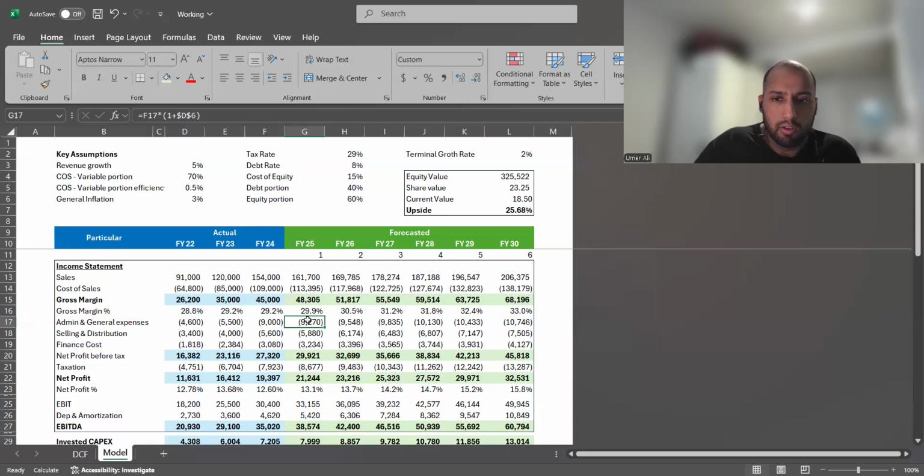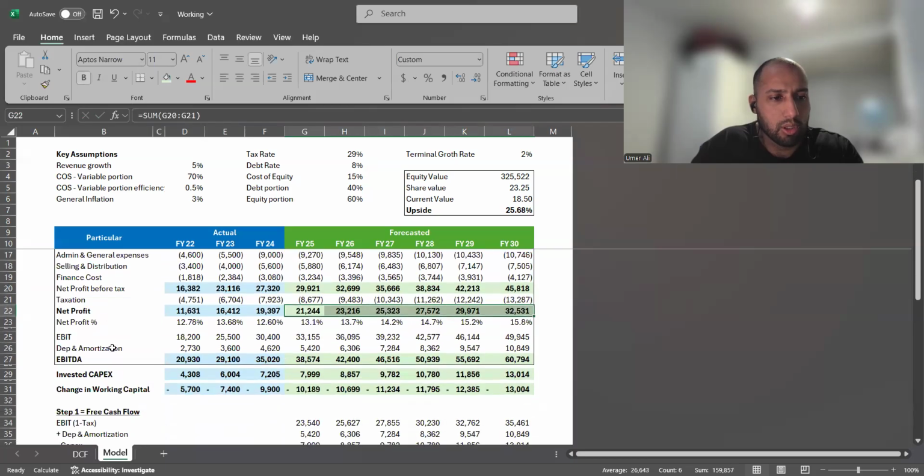Our admin expenses, we build up inflation on them. Selling, we have taken it as a percentage of sales. Finance cost, we have taken it as a percentage of sales. Taxation, we have taken that our tax rate is only 9%. So we have applied it on a straight line basis, only 9% of net before tax. And here comes our net profit.